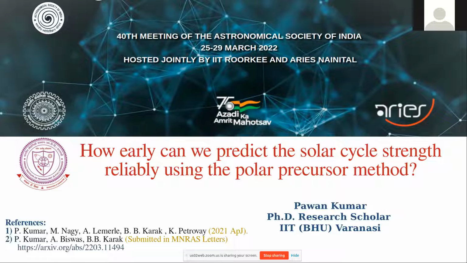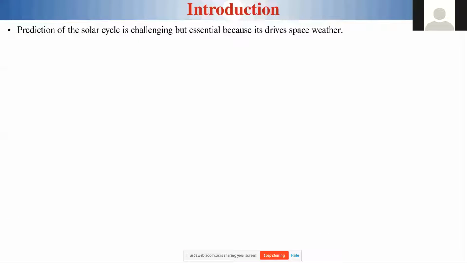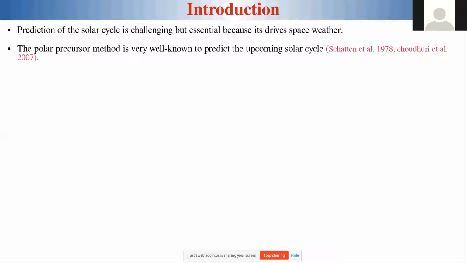Many people have done solar cycle prediction using different methods. We are predicting the next cycle using the polar precursor method. Solar cycle prediction is very challenging and essential because it drives our space weather and directly affects human civilization. The polar precursor method is well known and verified by the scientific community, and many people have made predictions using it.